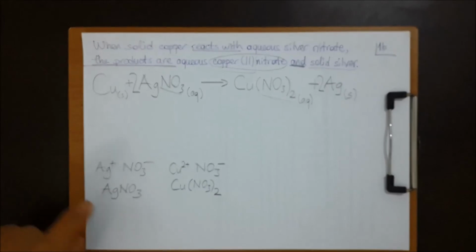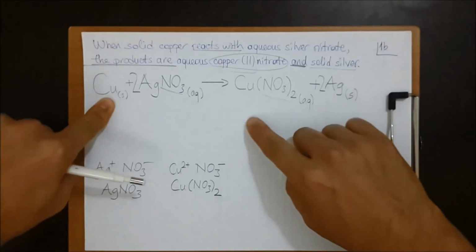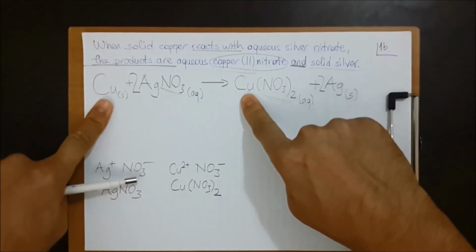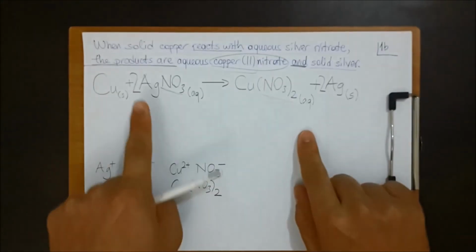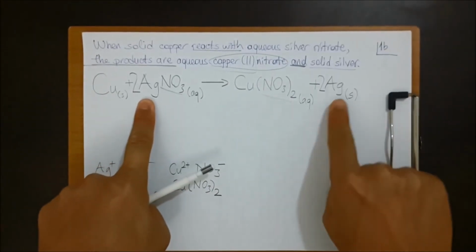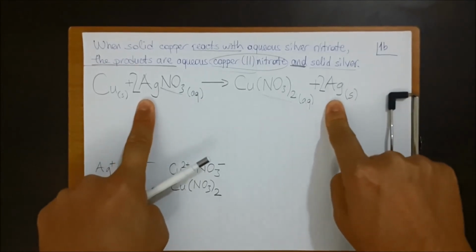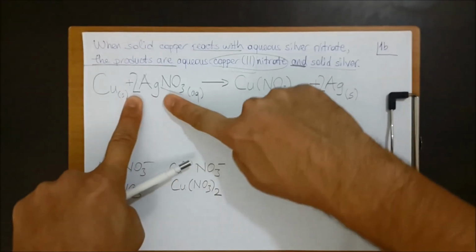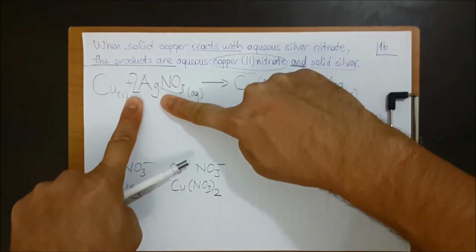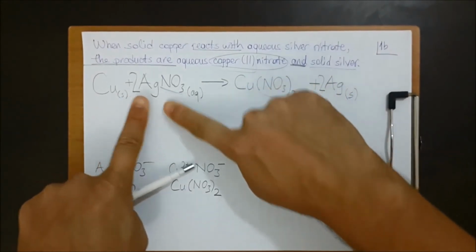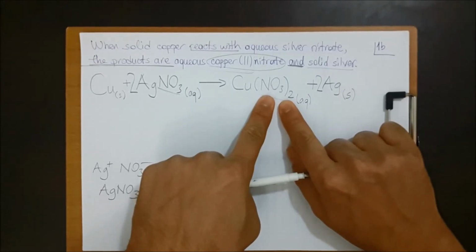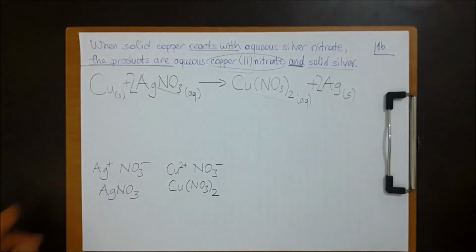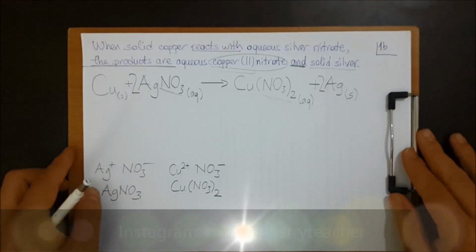Now let's count the number of atoms on both sides. Copper: I have one copper atom on the reactant side, and one on the product side. And 2 silver atoms on the left side, 2 silver atoms on the right side. And 2 nitrate groups on the reactant side, and as you see here, 2 nitrate groups on the product side. And as you see, this is a balanced chemical equation.